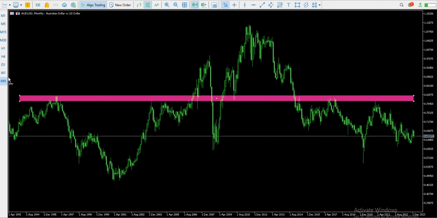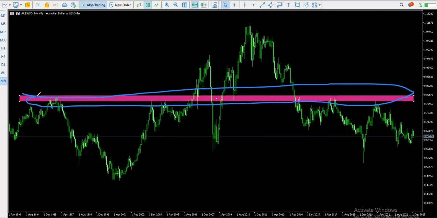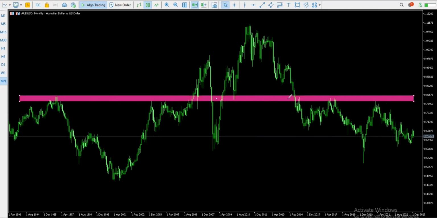As you can see, you can see how it was respected throughout this chart. So it's a major key level. It has so many touch points. It touched here, here, here, here, and here. So which other key level are we seeing?